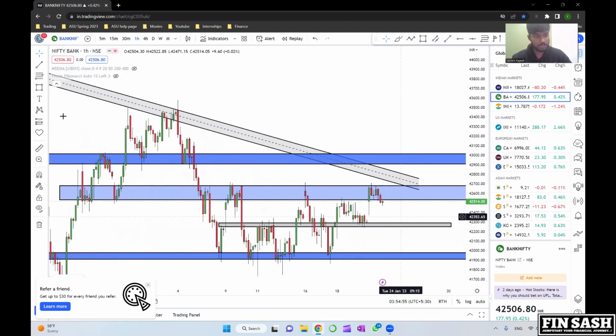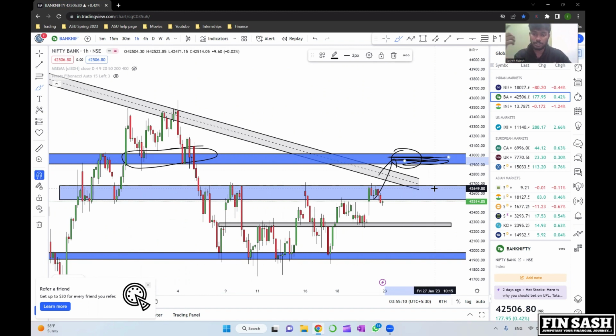I wouldn't take a bullish trade because if you notice, this level is a very important level for the market. So even if it breaks this trend line, it still has some resistance over in this level. So I wouldn't take a bullish trade. I'll just watch the market.